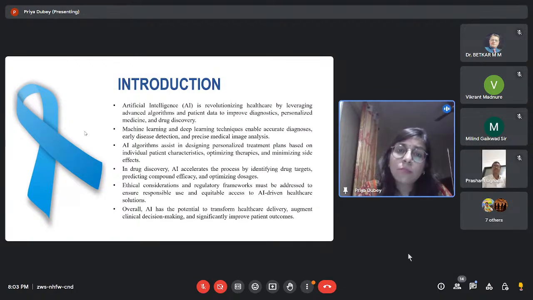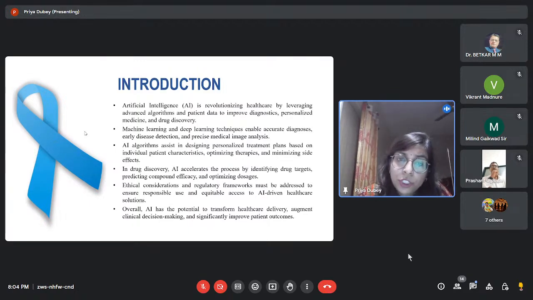This data can be used to train machine learning algorithms, which in turn will help in the classification of patients into two categories for a binary classification problem, and into multiple classes for multi-class classification. So AI is revolutionizing healthcare by leveraging algorithms and patient data in order to improve the diagnosis of disease, give a concept of personalized medicine, and discover new drugs.